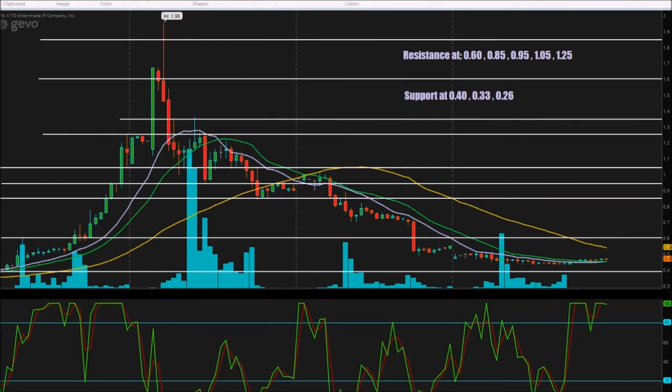A lot of people did request this Gevo analysis. So depending on what your cost basis is, this could be looking really good or really bad. If you got in up here around $1.40 to $1.95, yeah, the chart honestly is not looking good at all.